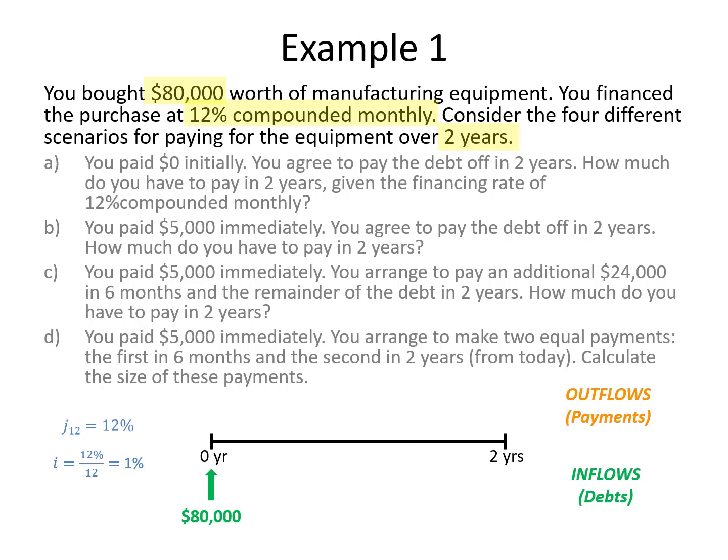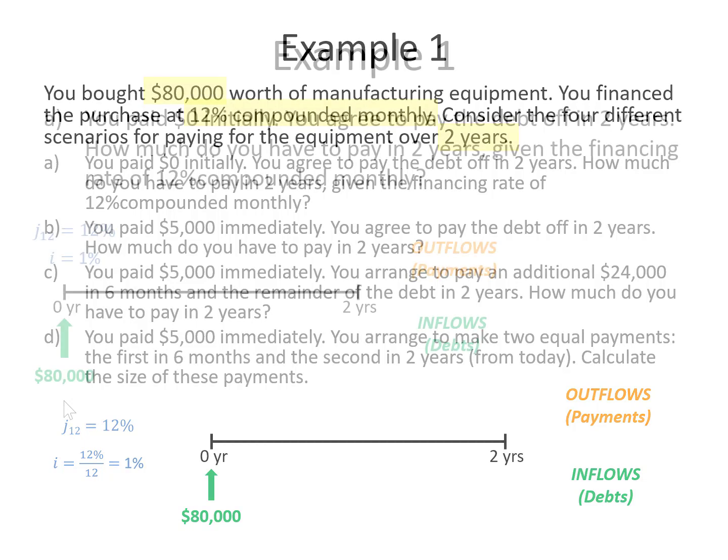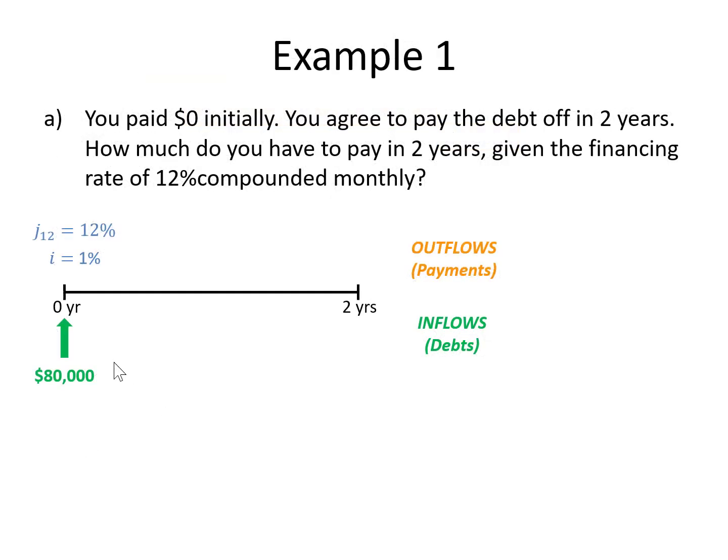So now that we have a clear idea of this preliminary information, let's look at the first scenario, scenario A. Each of the scenarios informs us how we are going to pay for the $80,000 worth of equipment. So in this scenario A, we pay $0 initially, and then we agree to pay off the debt in 2 years. Just paying one simple payment in 2 years. How much do you have to pay in 2 years given the financing rate of 12% compounded monthly? So pay the debt off in 2 years. That amount of money will be at this point in time.